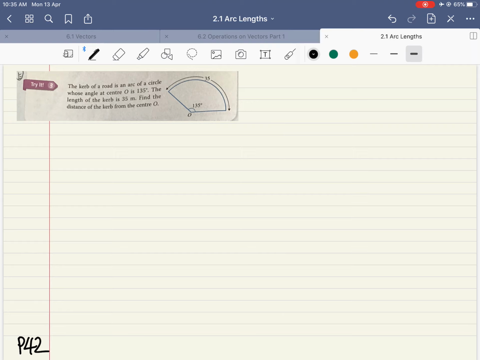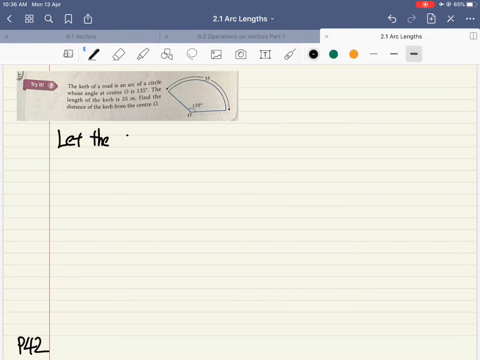Okay, now we are moving on to page 42. We have Try It 3. Now they say find the distance of the curve from the center O. The curve is this thing here in black. We're trying to find the distance. So in essence, we're trying to find the radius. In this case, what I can say is this.